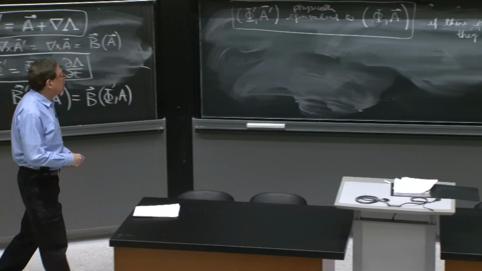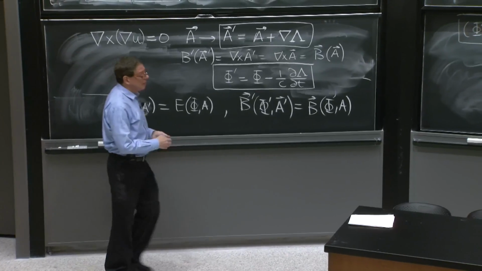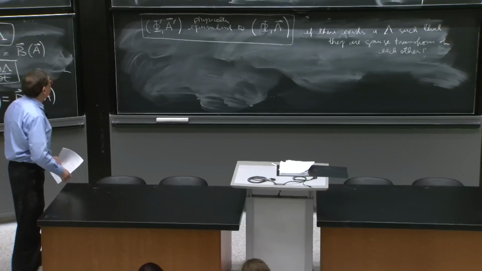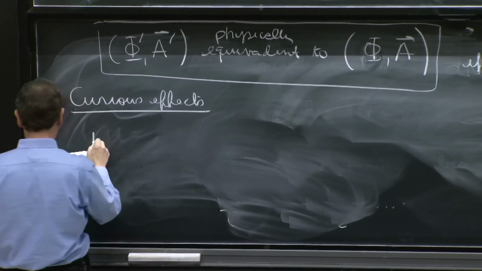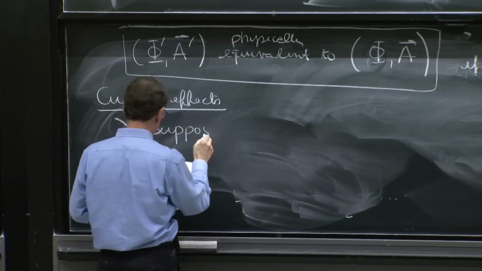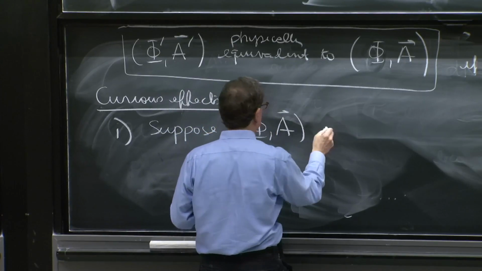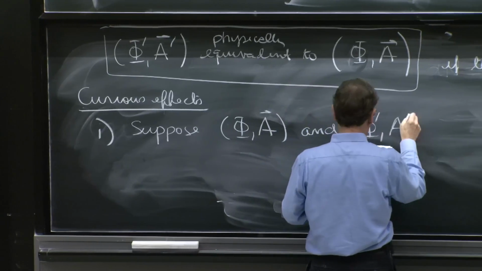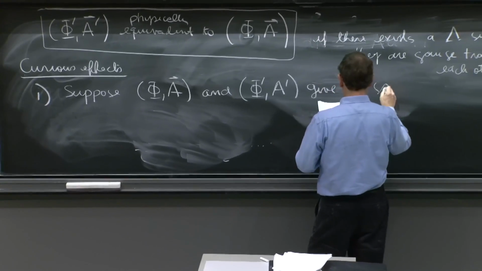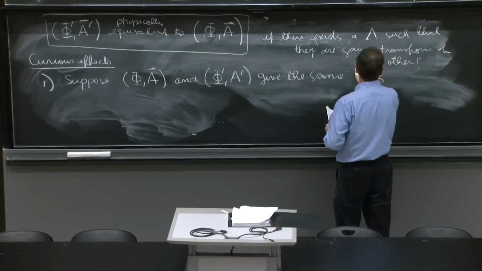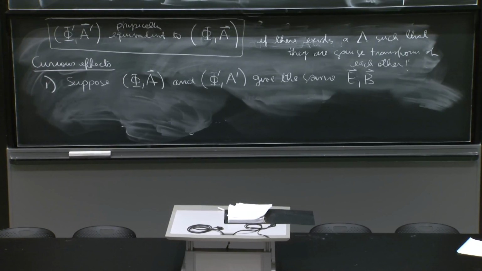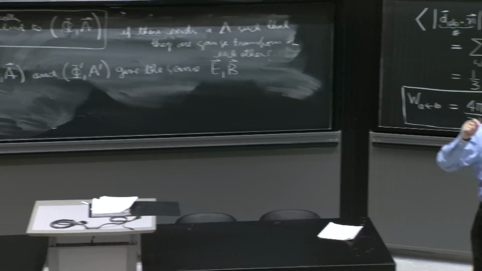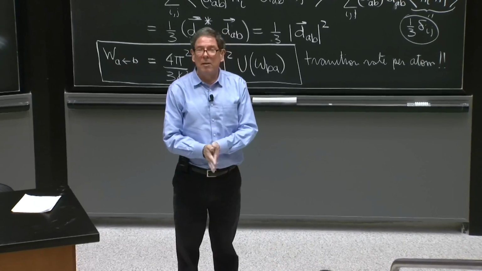So some particular things that are curious can happen now, and they're very curious, and there are examples, and we'll see some of those examples. So, curious effects. One, suppose phi and A and phi prime and A prime give the same E and B. So you and your peer editor came up with some phi and A and phi prime and A prime, and they give the same E and B. Are you and your peer editor in the hands of the same electromagnetic field configuration?